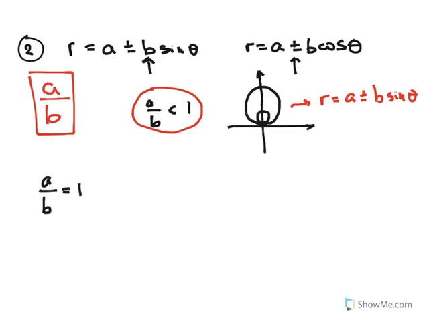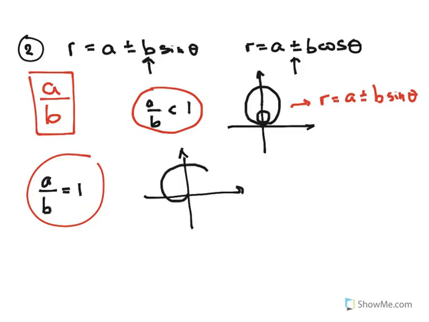So if your ratio equals 1, then you're expecting to get a heart-shaped graph. It looks like this, and also it contains the origin as a point, one of the points, okay?